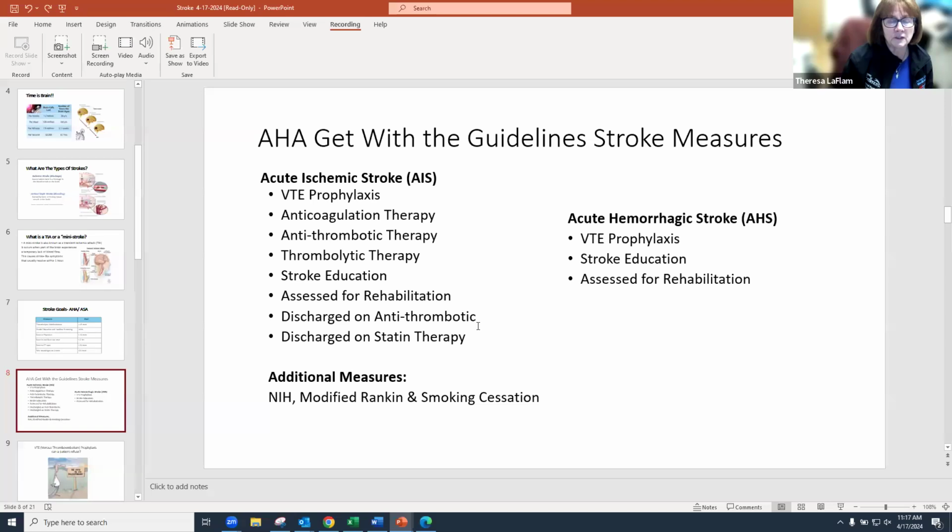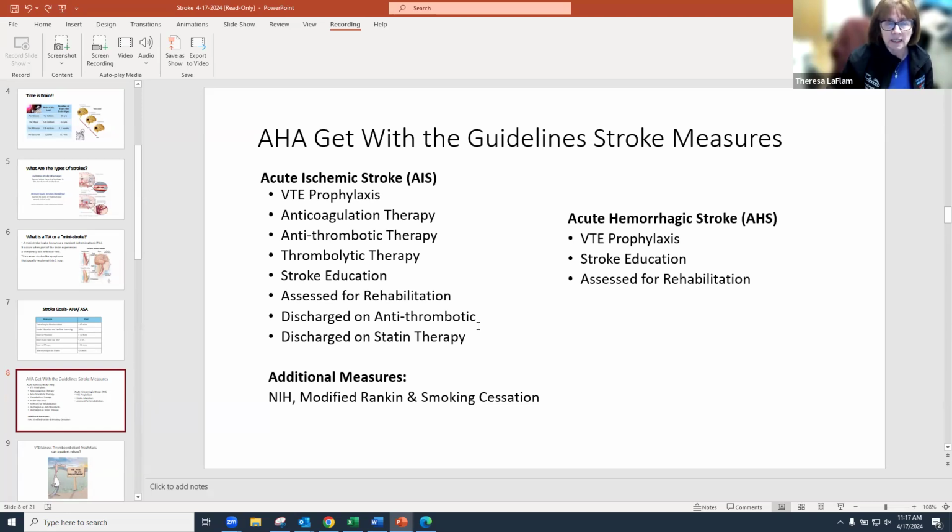The only thing to compare it to is you looked at your hemorrhagic stroke patient, they have a few less measures to be met, not as many as ischemic stroke, but here they have to have the VTE prophylaxis, the stroke education, and they have to be assessed for rehab.